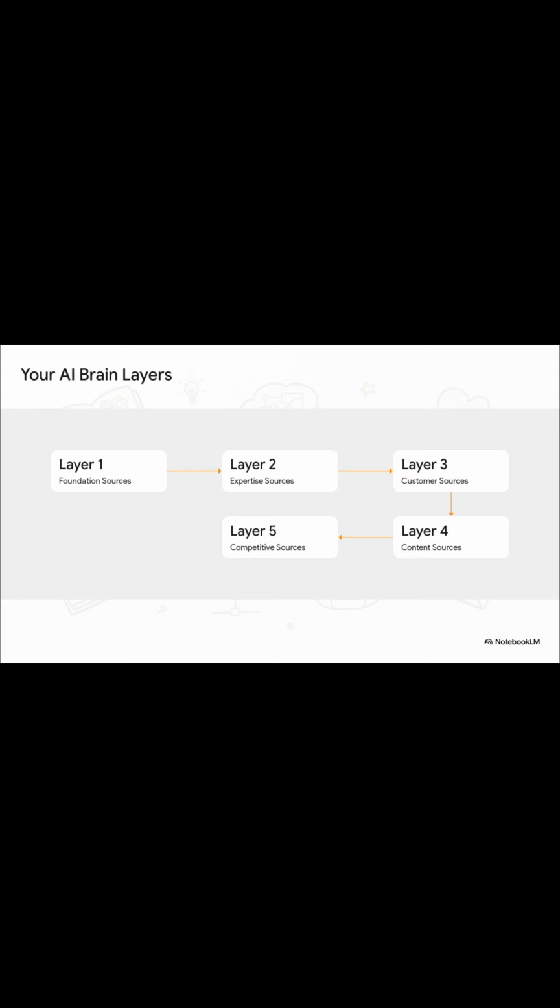So here they are, the 5 critical layers. The best way to think about this is like building a pyramid of knowledge. We're going to start with your internal foundation and then build outwards, layer by layer, to create an AI that doesn't just know a bunch of facts, but actually understands your business's place in the world.